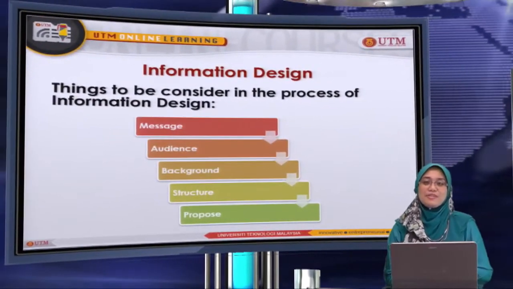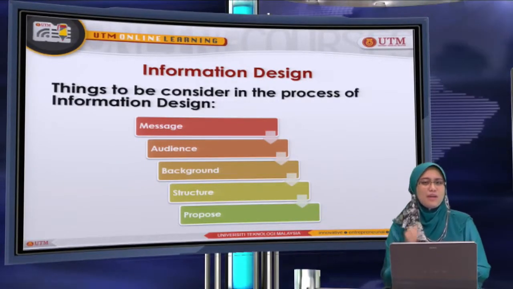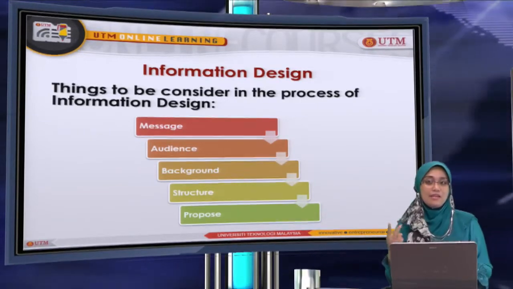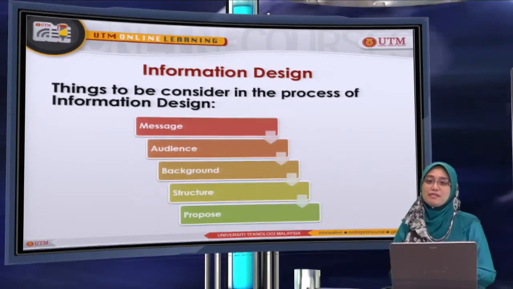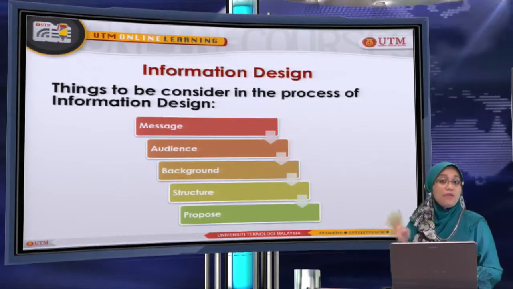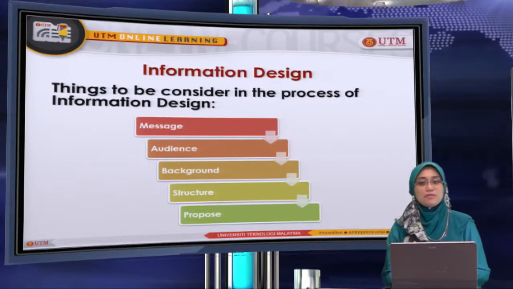There are things to be considered in the process of information design. First, you must consider what you want to say, the message. Second, whom you are going to say it to, which refers to your audience. Third, their background. Fourth, the information structure. And last, why you want to say it.